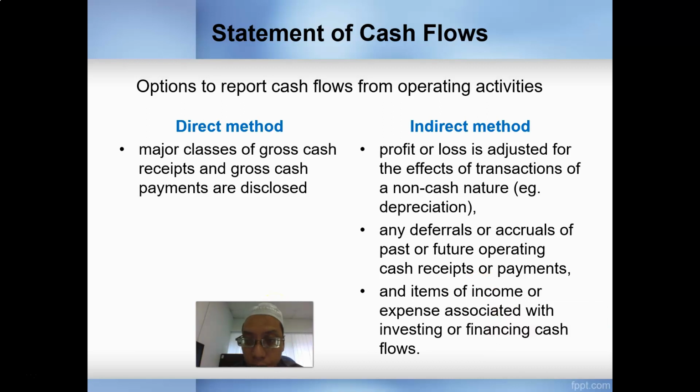And in the indirect method as well, the profit and loss needs to be adjusted for items of income or expense associated with investing or financing cash flows. Okay, so within the operating activities, we should not include those income or expense related to investing or financing. So take them out and put them inside the investing activities and financing activities.